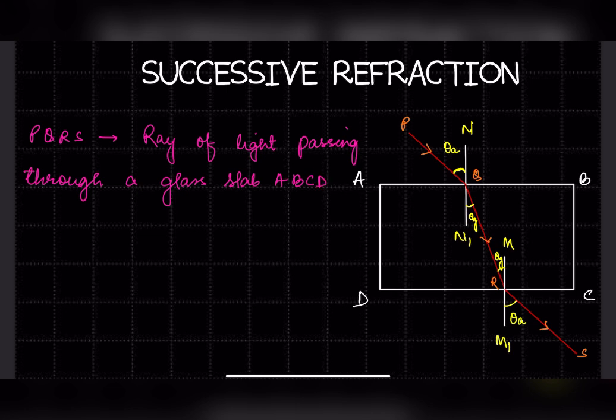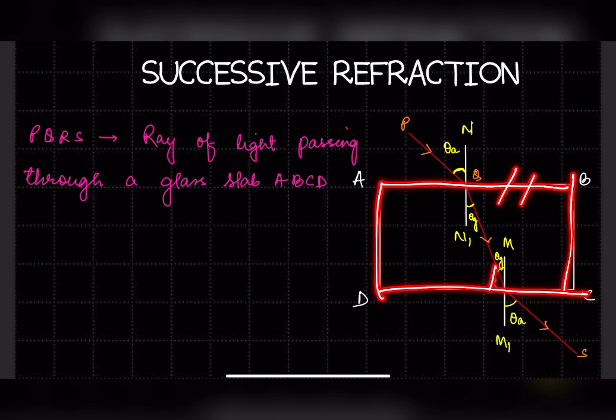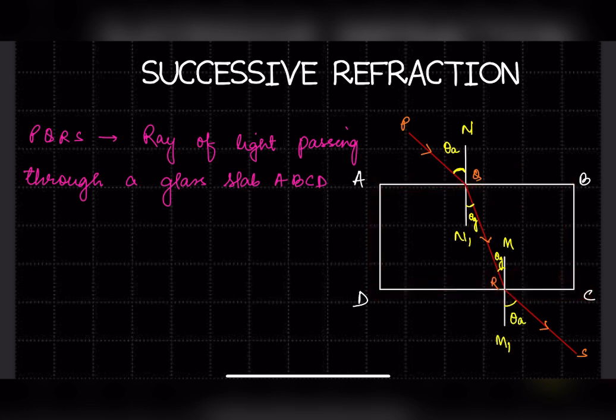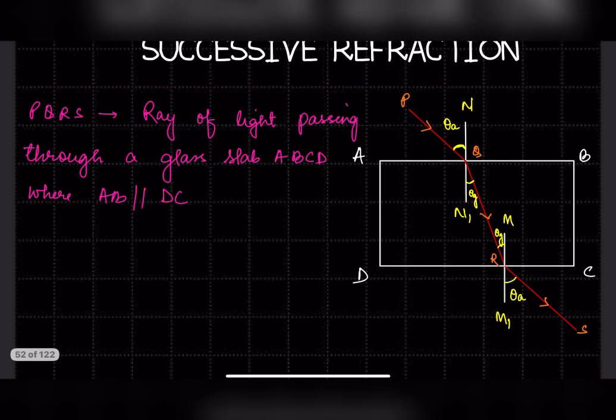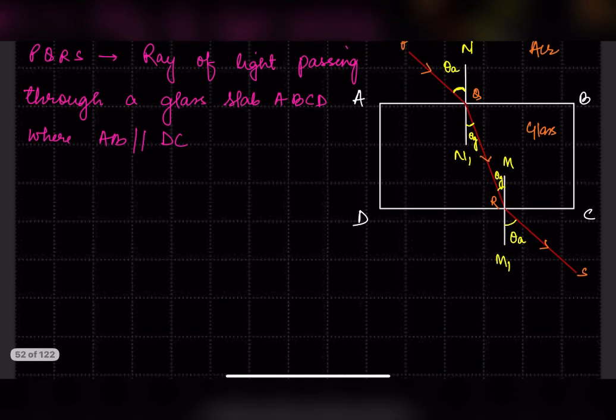Now, what about the glass slab? What are the characteristics of a glass slab? A glass slab has AB and DC parallel. This is like a rectangle, right? So, in the glass slab, AB is parallel to DC. Got the point? Now, another thing: let's say this outside is air. All this is air, and this is my glass. I am keeping the glass in air. Now, what next? Let's go next.